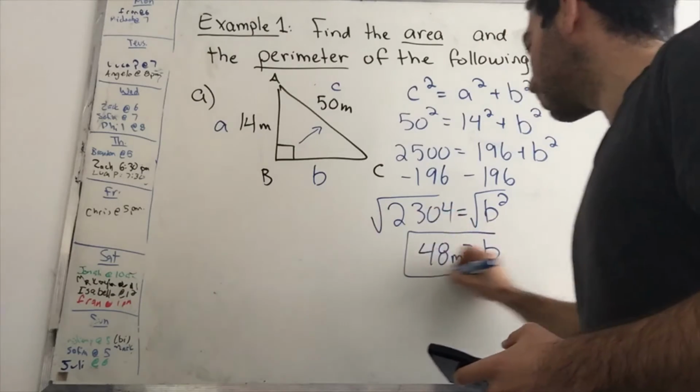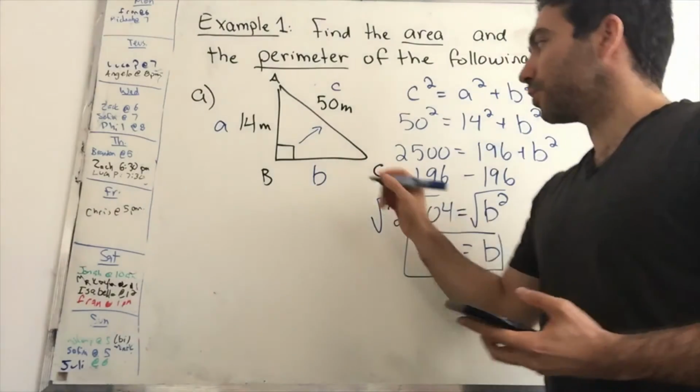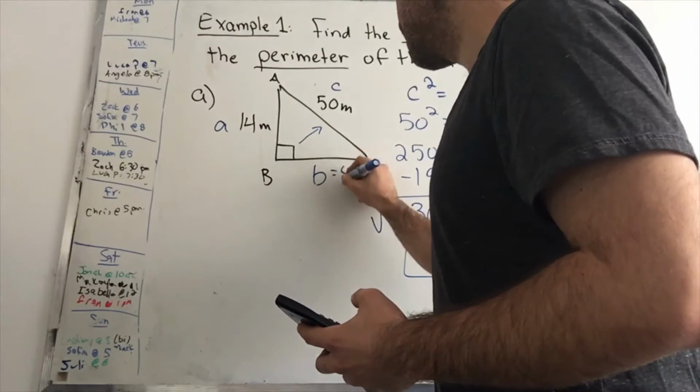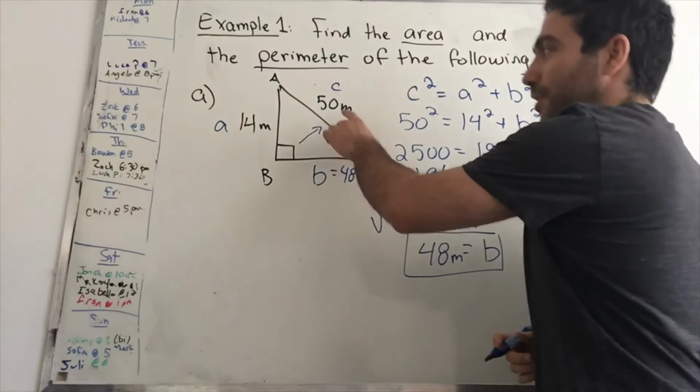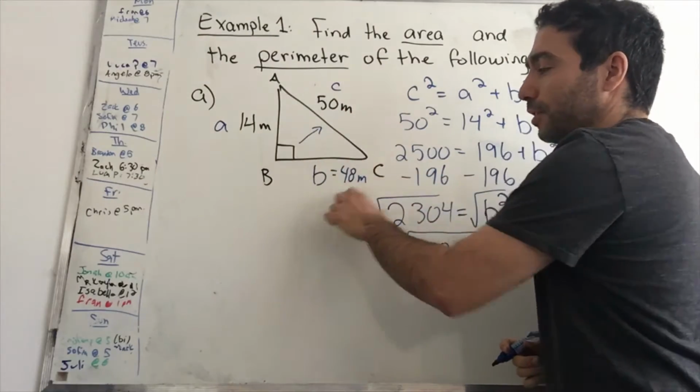The units are in meters, so that's the base. So B equals 48 meters. Does that make sense? Yes, it does, because our hypotenuse is the longest side, which is 50. This side is smaller. Good.